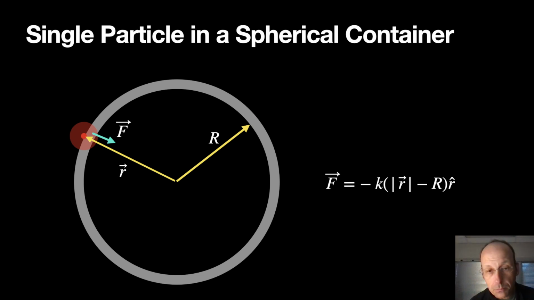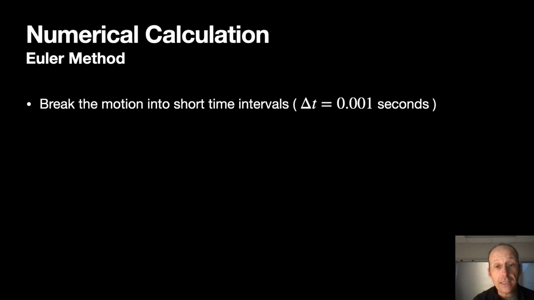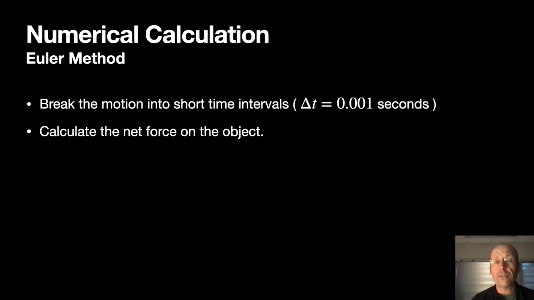So that's pretty cool. Now, to do a numerical calculation, we're going to use the Euler method, and I want to go over the steps. Hopefully, you've already seen this before. I'm not going to spend a lot of time on this. So the main idea is to break the motion of these balls, or just one ball, we're going to start with just one ball, into short time intervals, and I'm picking 0.001 seconds. It doesn't really matter. So during that time interval, I can calculate the net force on the object. That net force for one ball is going to be either 0, because it's in the center, or it's going to be that force that we just calculated when it interacts with the wall. Okay, so I can calculate that.